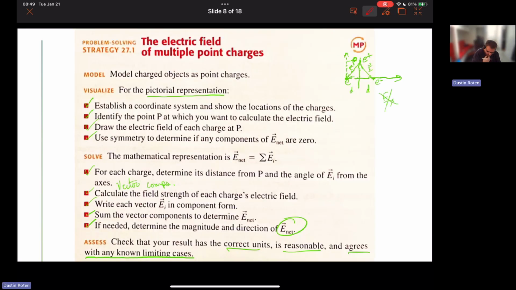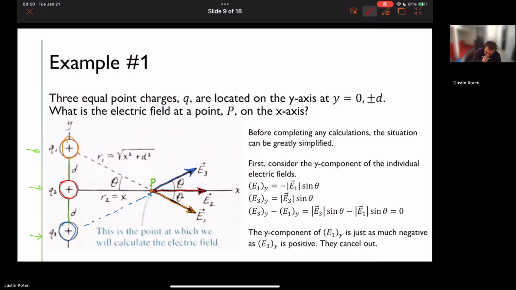Okay, we drew the electric field of each charge at P, so we're here now at this step. The next thing we need to do is use symmetry and see if any of these things will cancel out. So I've got that noted here. You'll see before completing any calculations, the situation can be greatly simplified.